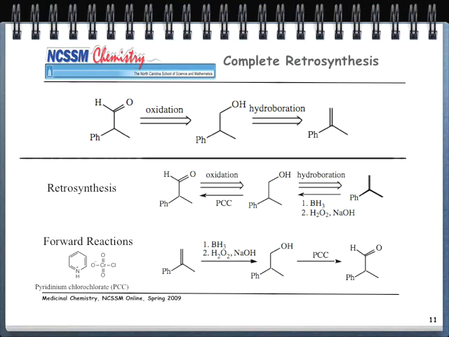And now if I flipped it around and show the actual forward reaction, you'll see that the first step is taking the alkene, reacting it with BH3, peroxide and sodium hydroxide that gives me the alcohol. And then I react it with another compound called pyridinium chlorochromate, PCC, and that gives me my aldehyde. So that would be the synthetic pathway by which I create this particular compound.